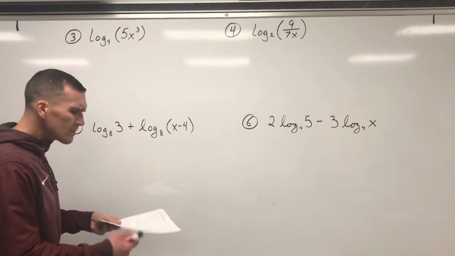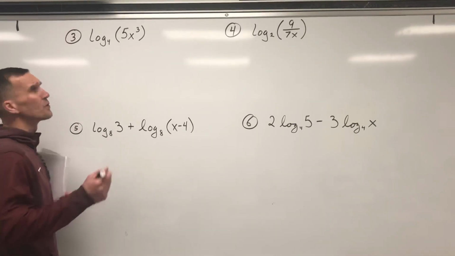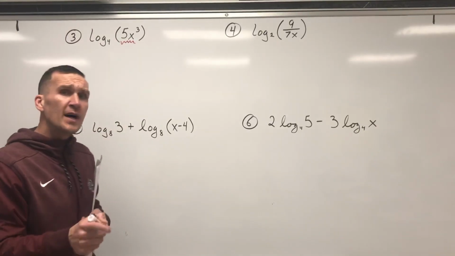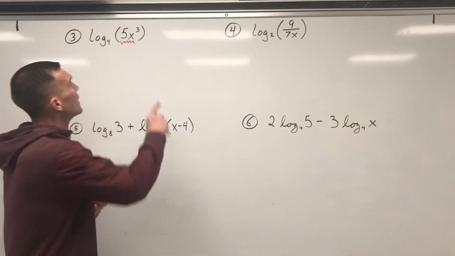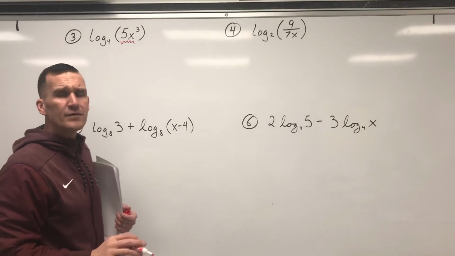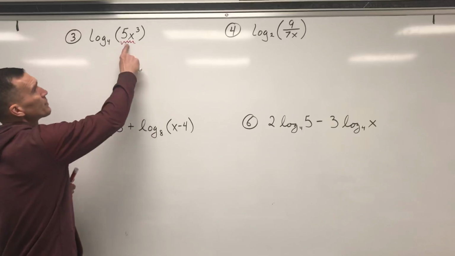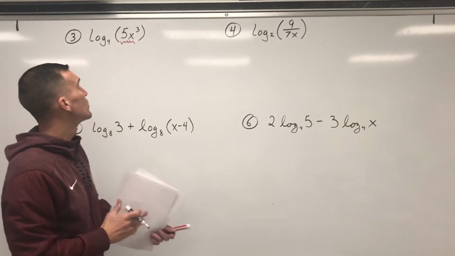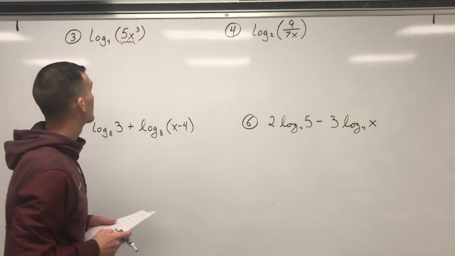So the first thing I realize is that when I look at this argument, there's actually 2 things going on. There's a times problem and there's a power, but you gotta know where the power is connected to. The 3 is only connected to the x. It has nothing to do with the 5. So we can't use the power property yet. You have to realize you have to break up the times in the argument first. So we're gonna use the product property because multiplication and product go together.